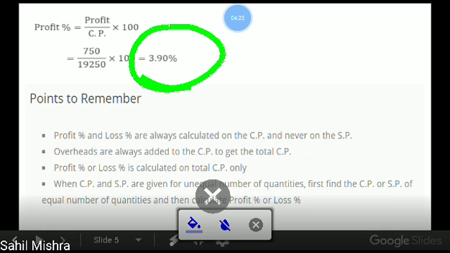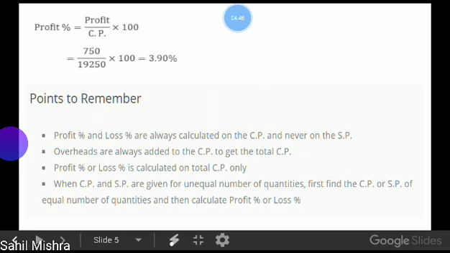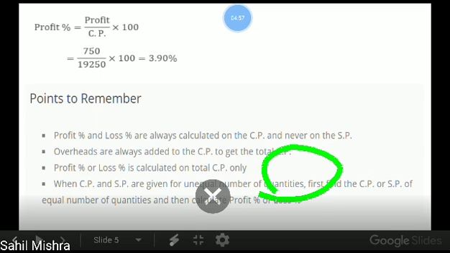Now we also have to keep in mind some points. Profit percent and loss percent are always calculated on the CP and never on the SP. Overheads are always added to the CP to get the total CP. Profit percent or loss percent is calculated on the total CP only. When CP and SP are given for an unequal number of quantities, first find the CP or SP of an equal number of quantities and then calculate the profit percent or loss percent. That means the quantities should be equal if you want to find the profit or loss percentage.